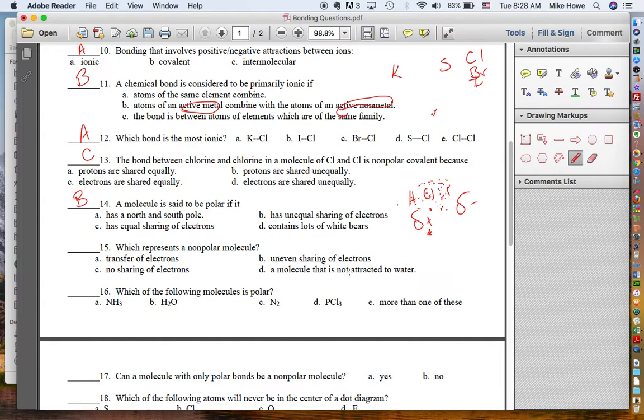Nonpolar, uneven sharing. Molecule that is not attracted to water would be the best answer there, because transfer of electrons is ionic. No sharing of electrons is ionic. Uneven, and also neither one of these would be a molecule. Remember, molecules imply covalent bonding. Uneven sharing of electrons is polar. So the best answer is D, because water is polar. Non-polar molecules will not be attracted to it. Remember we talked about oxygen dissolving in water. It doesn't work very well because oxygen is non-polar and water is polar.